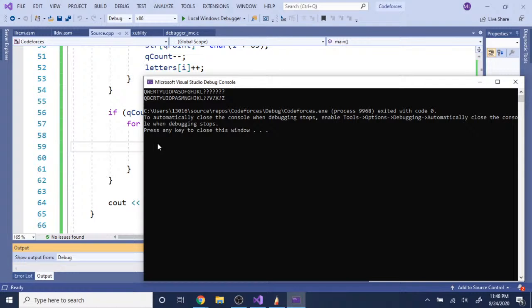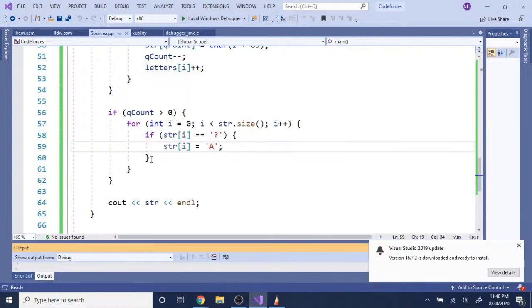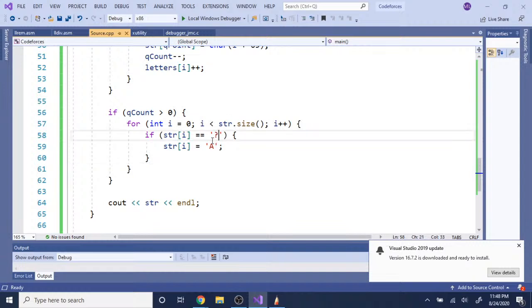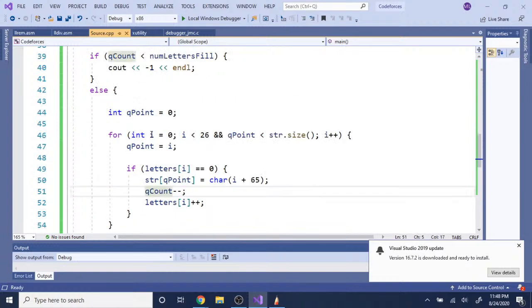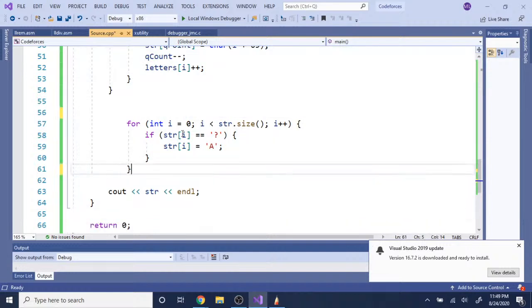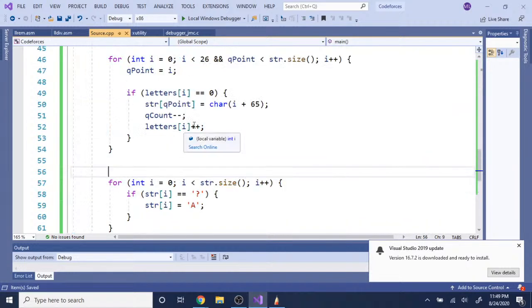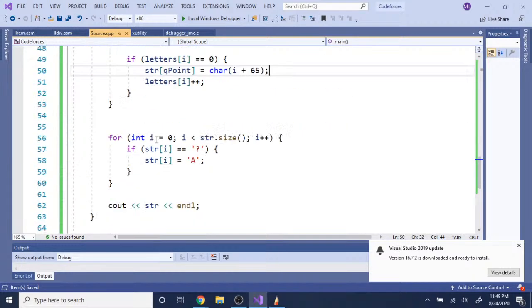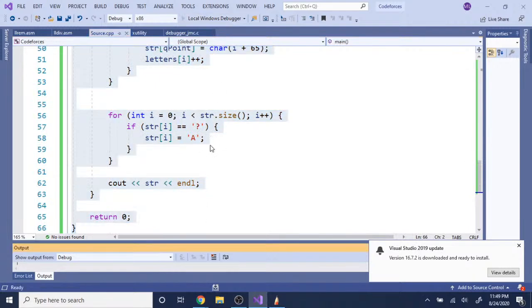Okay, I don't think we're using 2 pointers correctly. Yeah, we're not using 2 pointers correctly. Let's see. We have 26. Make sure all of them are fine. If I is equal to 0, then we're going to replace it. Okay, maybe let's not use Q count. Let's just replace it anyway. I think there's some issue with that. Yeah. Let's now submit it.